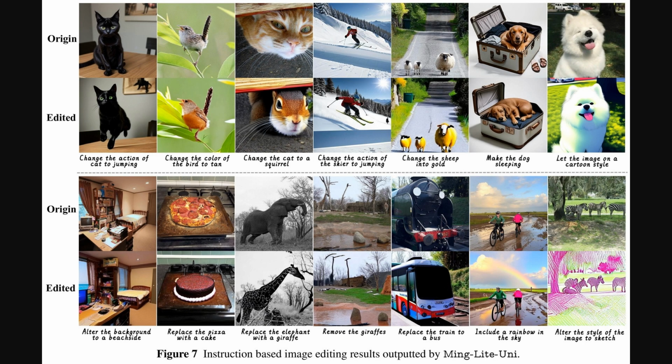Okay, so after looking at those strong quantitative results, Figure 7 then gives us some really compelling visual examples of instruction-based image editing. We see a whole range of before and after shots, like changing a cat to a squirrel, making a dog sleep, or even replacing a pizza with a cake, all based on simple text commands. These qualitative results really bring to life the generation capabilities discussed, showing just how fluently Ming-Lite-Uni can manipulate images based on natural language instructions. This is a great demonstration of its practical editing prowess.